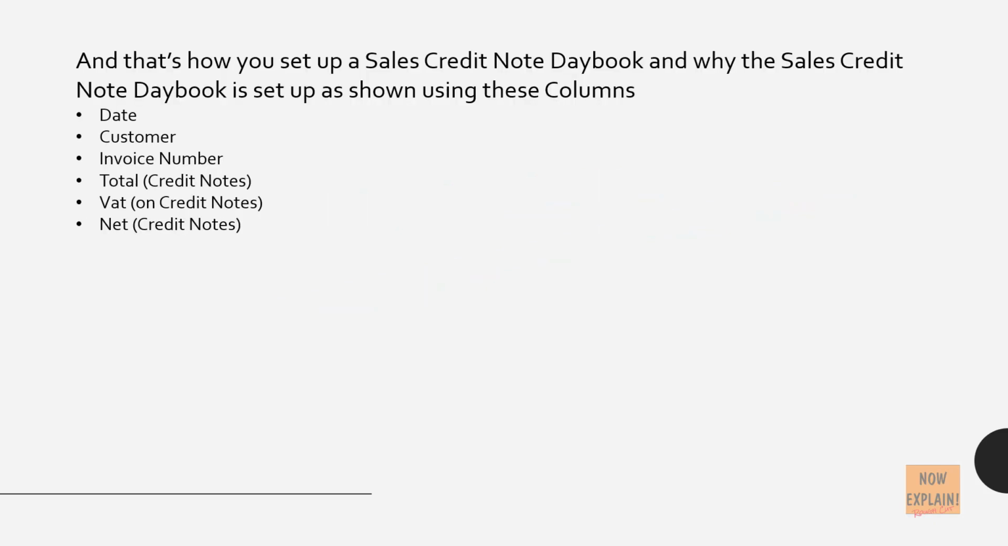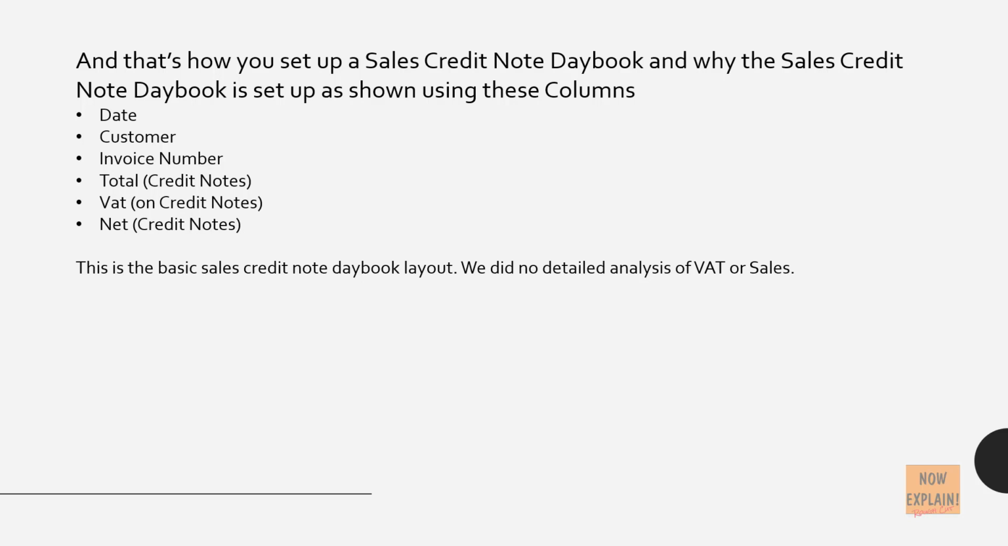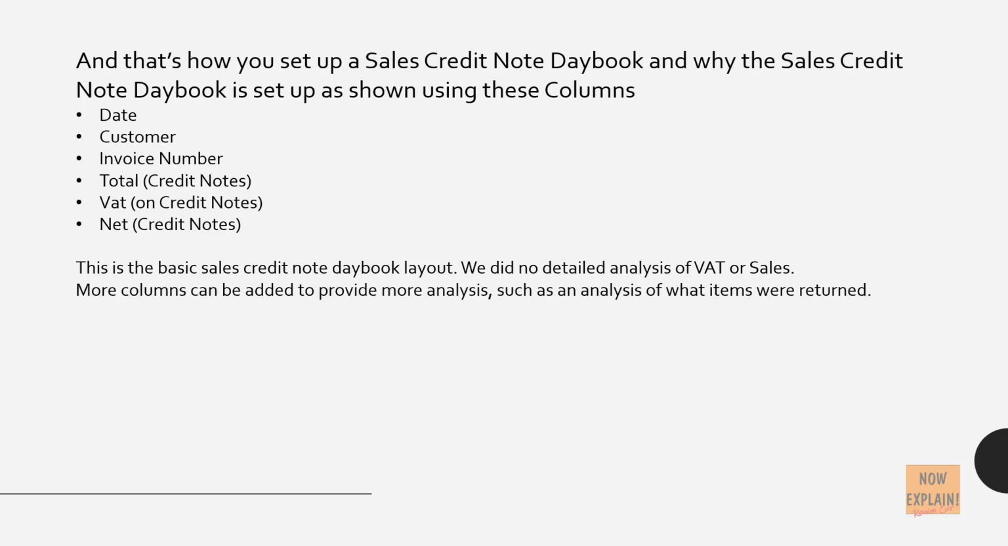And that's how you set up a sales credit note daybook, and why the sales credit note daybook is set up shown using these columns: the date, the customer, invoice number, total, VAT, net. This is the basic sales credit note daybook layout. We did no detailed analysis of VAT or sales. More columns can be added to provide more analysis, such as an analysis of what items were returned. Watch out for our videos on sales credit note daybook with analysis.